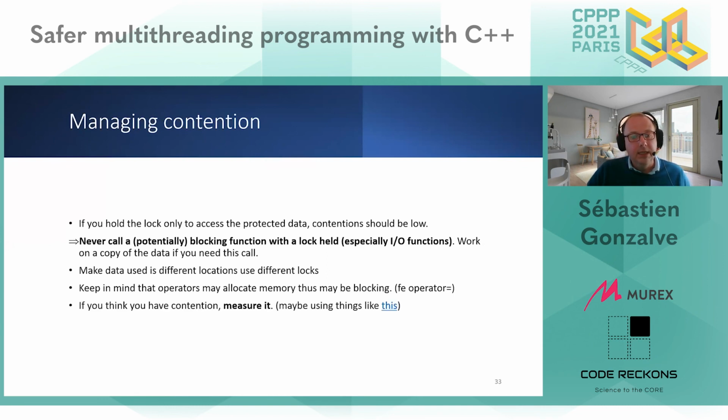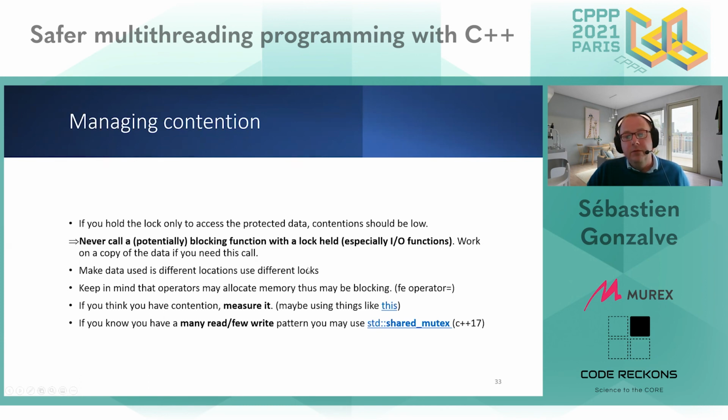In any case, if you think you have contention, or you want things to go faster, measure your code, measure, in order to make sure you don't spend time optimizing locks in places where there is no contention at all.